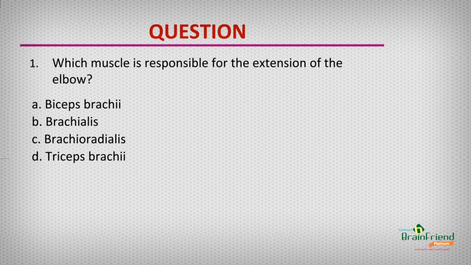Question 1. Which muscle is responsible for the extension of the elbow? Is it A, the biceps brachii, B, the brachialis, C, brachioradialis, or D, the triceps brachii? The correct answer is option D, the triceps brachii.